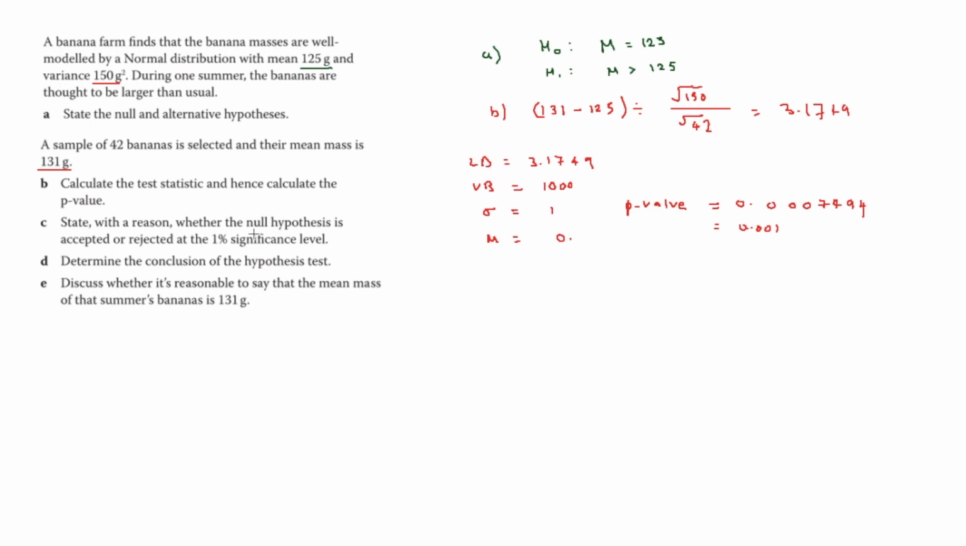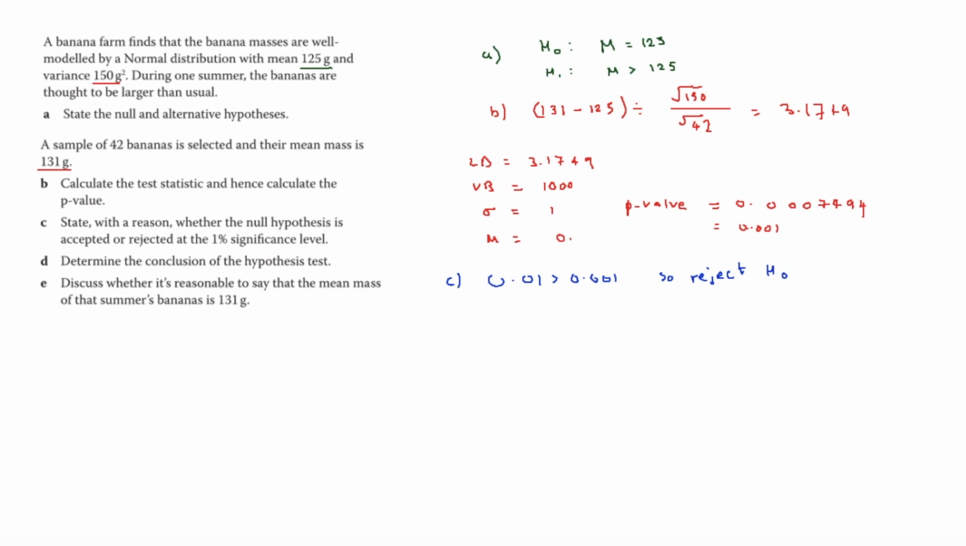State with reason whether the null hypothesis is accepted or rejected at the 1% significance level. We will compare this p-value to the significance level, and we're going to say that 0.01 is in fact greater than 0.001. So the significance level is greater than the p-value, therefore reject H0, using that knowledge that we had before.